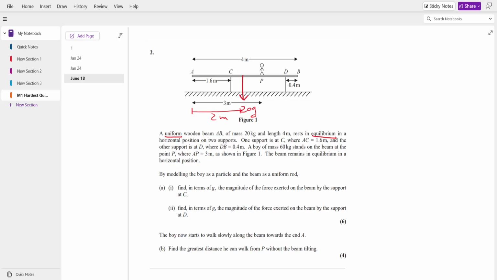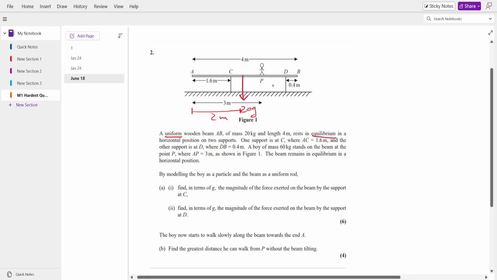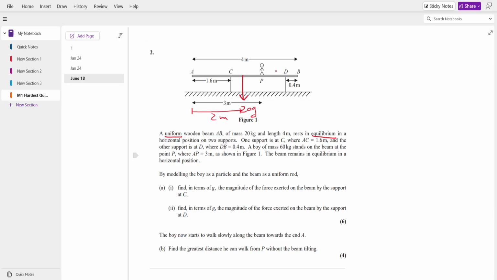It rests in equilibrium, so we know two things. We know that forces in opposite directions are equal, and we know that anti-clockwise moments and clockwise moments about any point on the beam are also equal. It says that it sits horizontally on two supports, C and D. So we have a reaction here called RC, and a reaction here called RD.